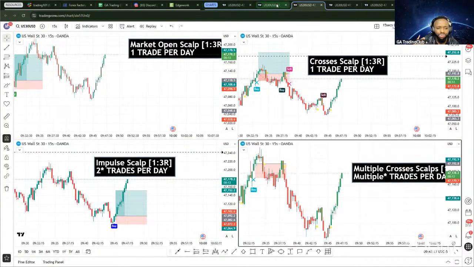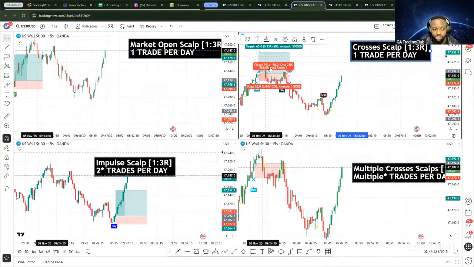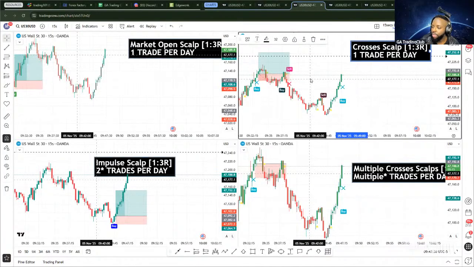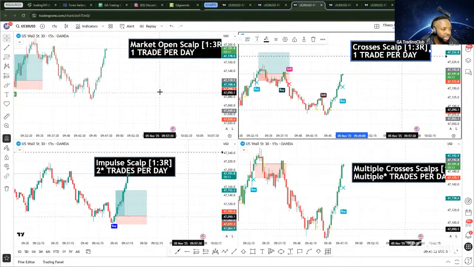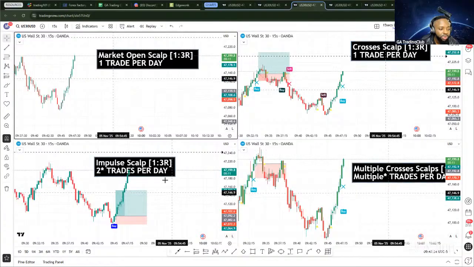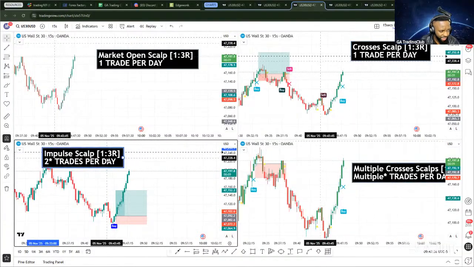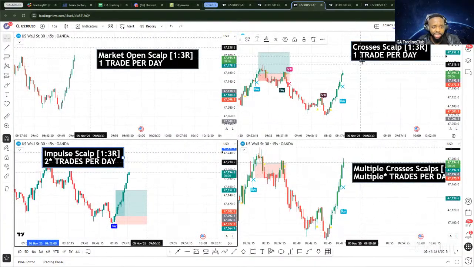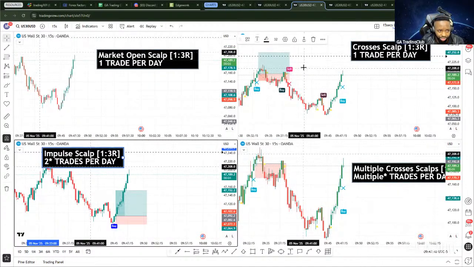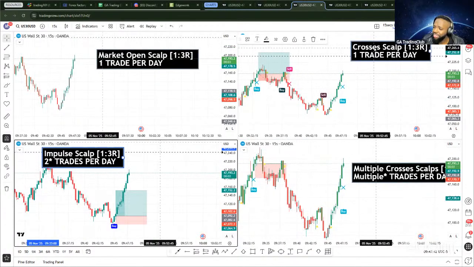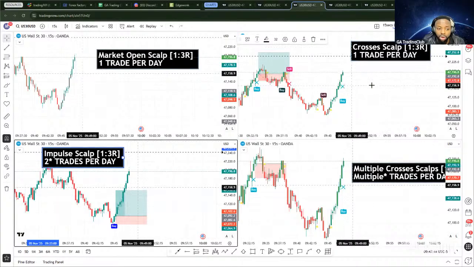And typically, for these scalps, I recommend risking like 0.5% per trade. The only one I would say to risk 1% per trade is the crosses scalp, like this one, because upon backtesting it, and yesterday we went over all those statistics because I had backtested all these strategies since January, the crosses one would have had a 64R return.